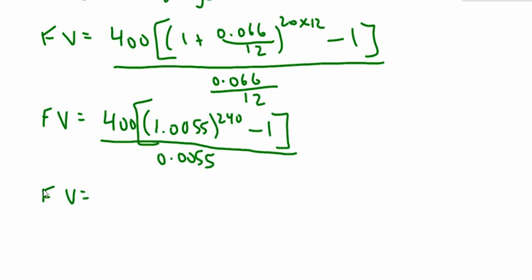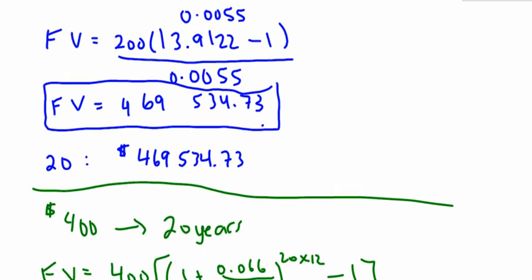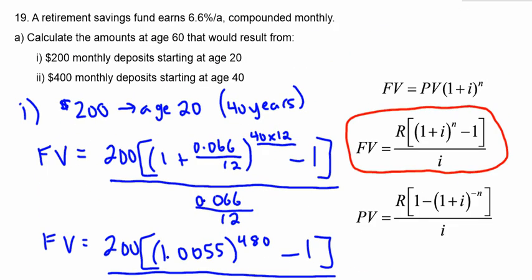1.0055 to the exponent 240, subtract 1, multiply by 400, divide by 0.0055, and I get $198,538 and about 68 cents. So this is the amount of the $400 every month for 20 years. Okay, so we have that number and we have this number, and they're quite different. So what do we have to do with them?